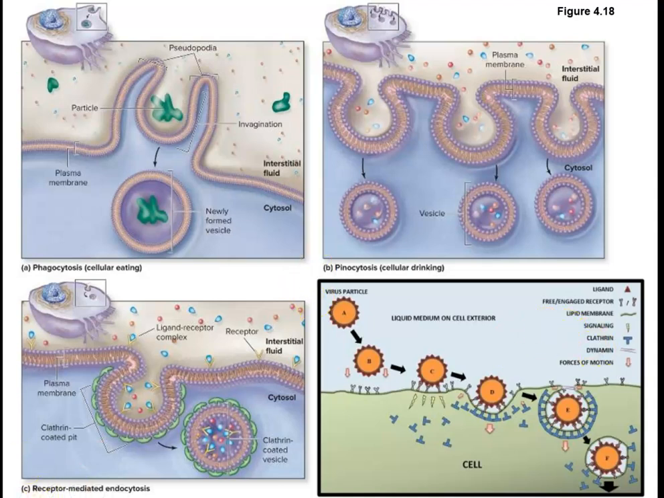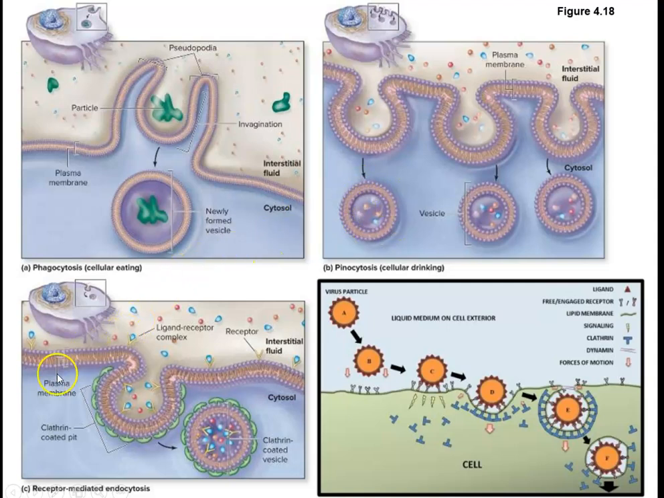Okay, here are examples of the three different kinds of endocytosis. So in this first picture, you have phagocytosis, or cellular eating. You can see a particle is here against the plasma membrane. The plasma membrane invaginates and forms a vesicle around the particle. Pinocytosis, or cellular drinking, is very similar, except that instead of a particle inside of the vesicle, it's a liquid.